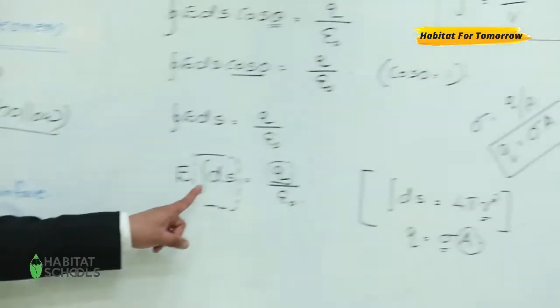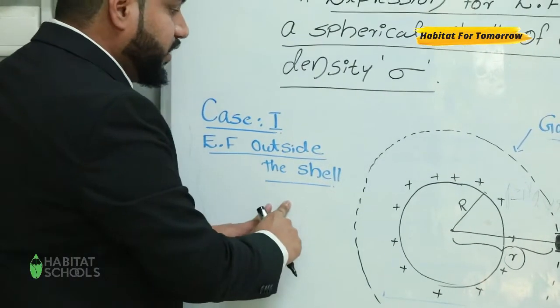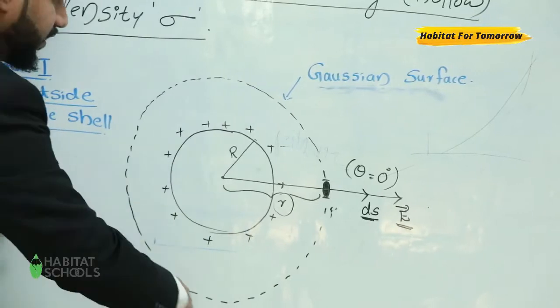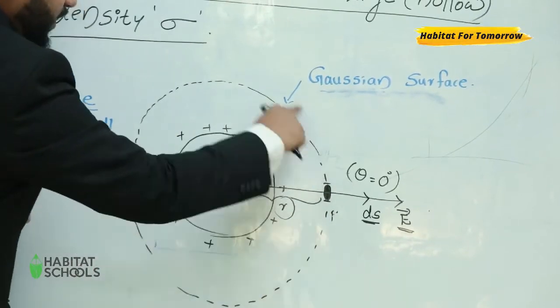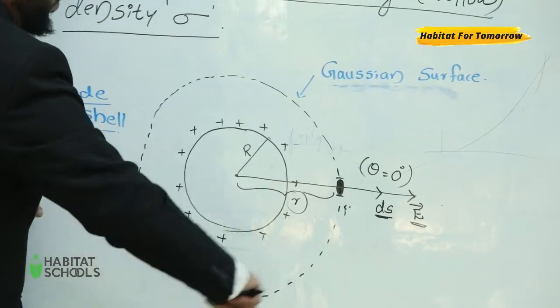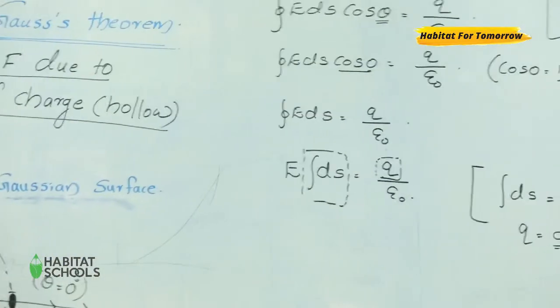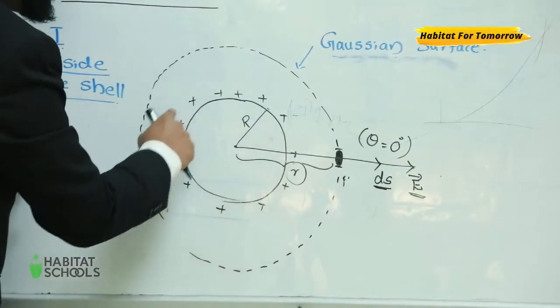So here integral ds means here we consider electric field outside the shell. That is why we consider the radius. Integral ds is actually 4 pi small letter r square. But here, for the surface charge density, the charge is distributed on the surface of the sphere.